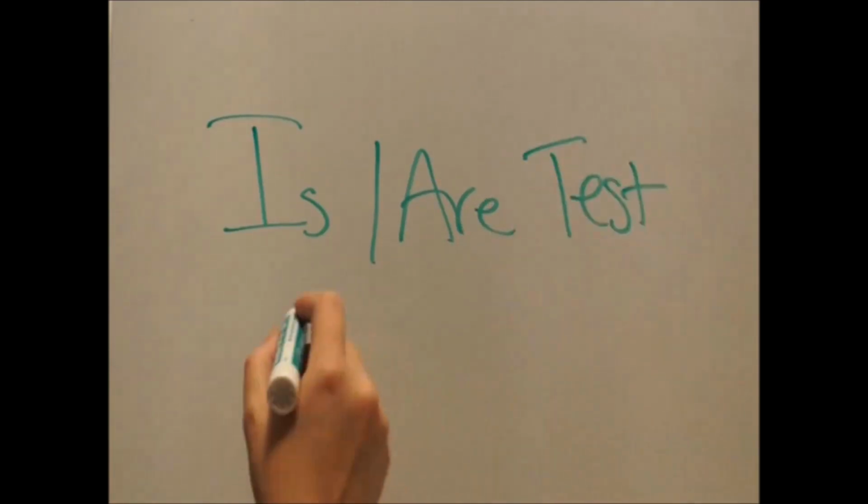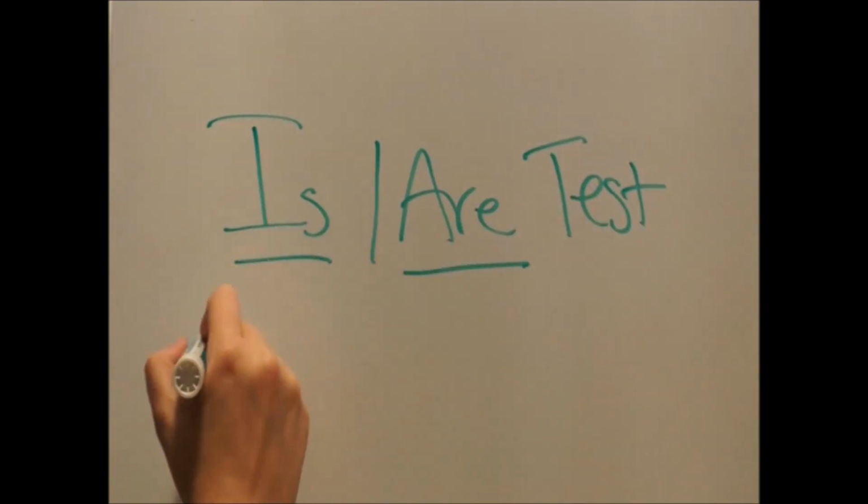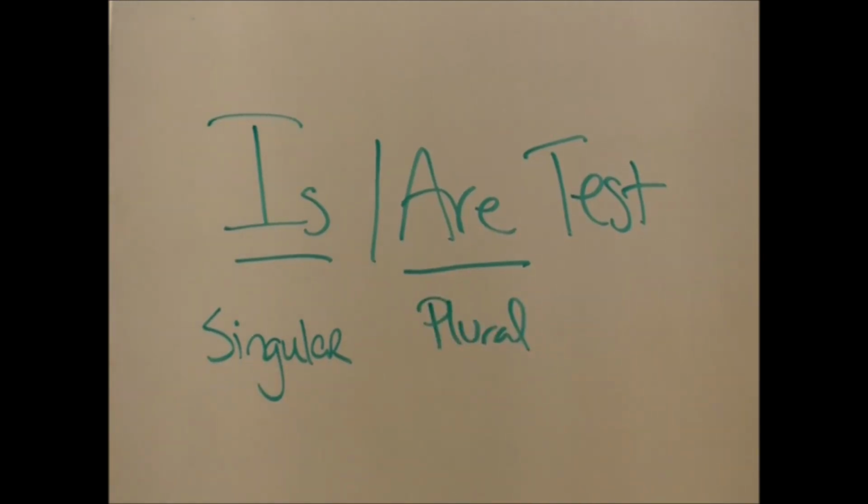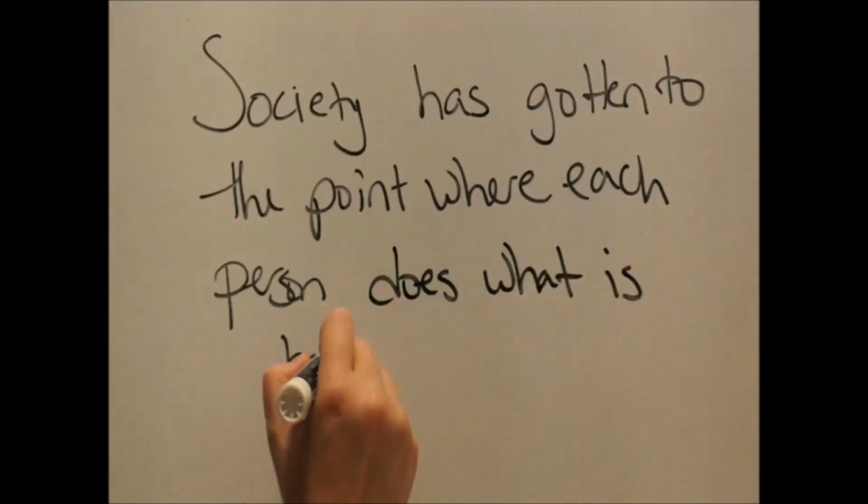One way to tell if something is singular or plural is to do the is-are test. If your verb is is, then it is singular. If your verb is are, then it's going to be plural. So that's one way that you can tell.